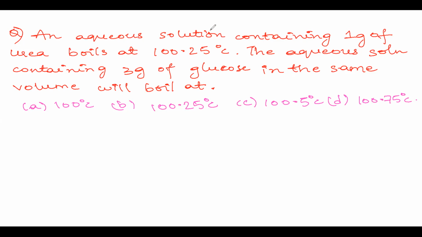So in this case, an aqueous solution containing 1 gram of urea boils at 100.25 degrees C. Now, same aqueous solution, same volume, but if you add 3 grams of glucose instead of 1 gram, what will happen? It is independent of the weight of solute added.